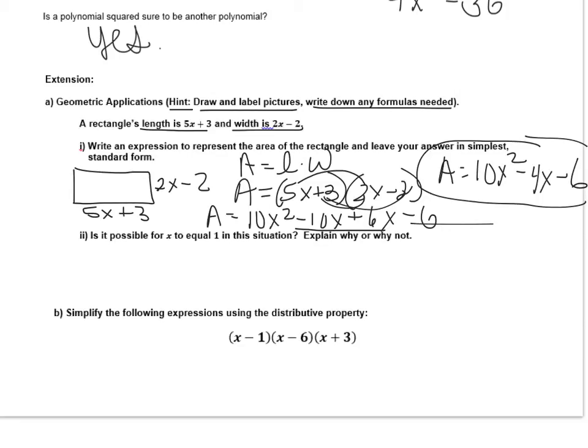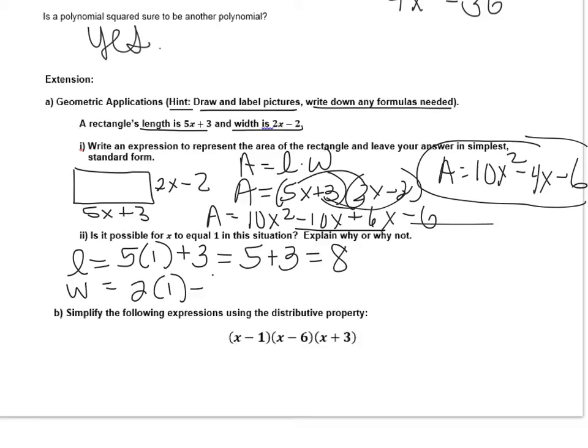Now, is it possible for x to equal 1 in this situation? Explain why or why not. Well, let's look at the length first. If x was equal to 1, you get 5 times 1 plus 3, which is 5 plus 3, which is 8. 8's an appropriate number to put on the length of a rectangle. So far, so good. Let's try the width. We'd get 2 times 1, take away 2. Well, that's 2 minus 2, which is 0.